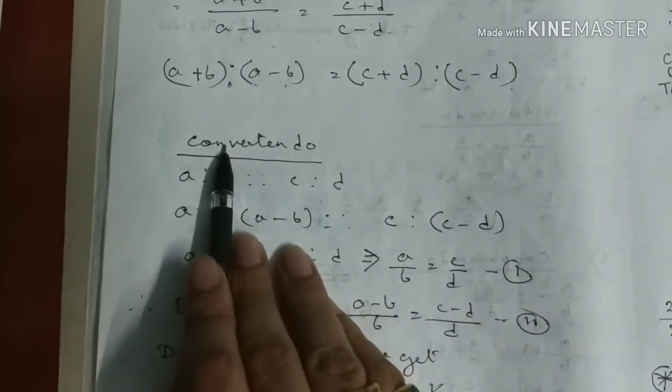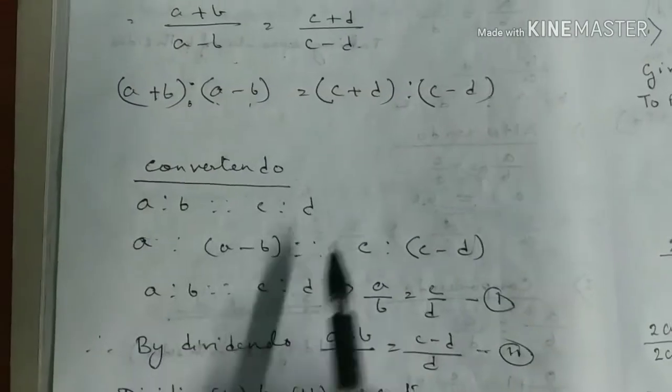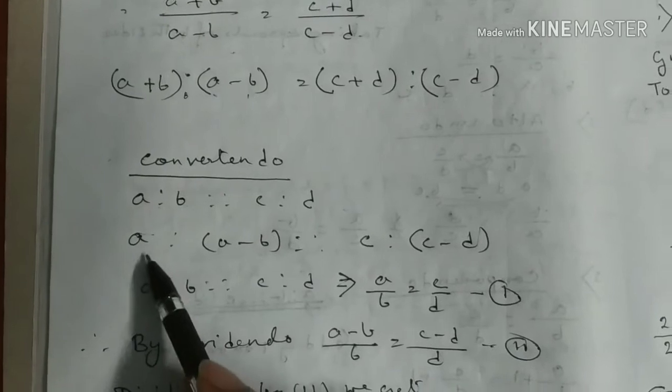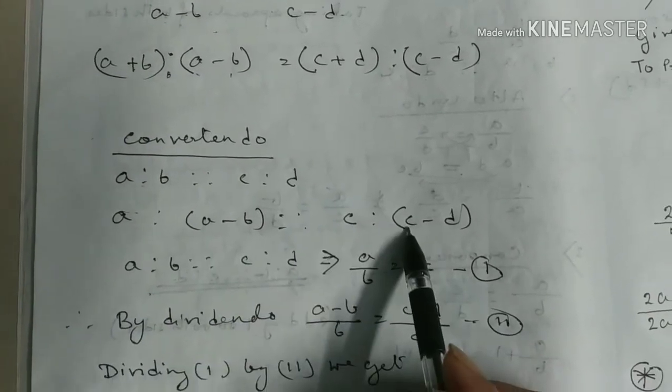Last, or not last, second last, yeah, it's second last. It's convertendo. What we are going to do here is, A is to B and C is to D is given. In convertendo, we are going to prove it like this: A is to A minus B is equals to C is to C minus D.